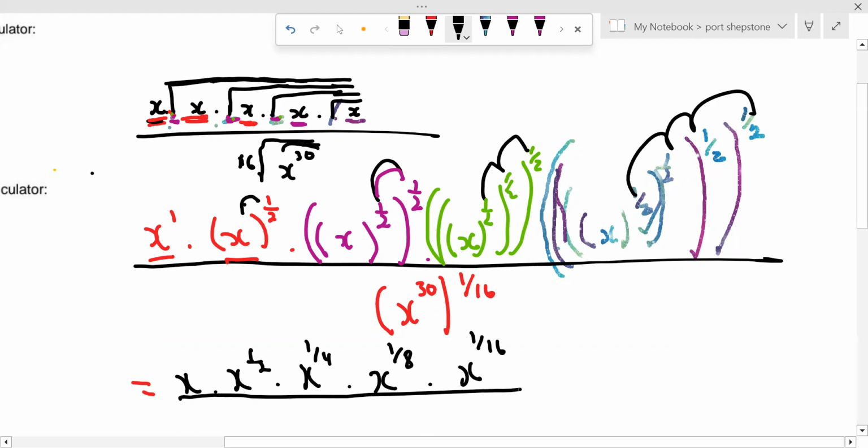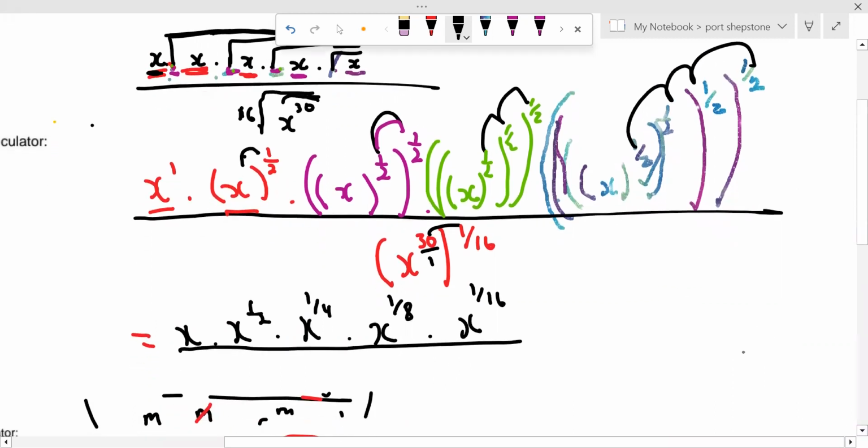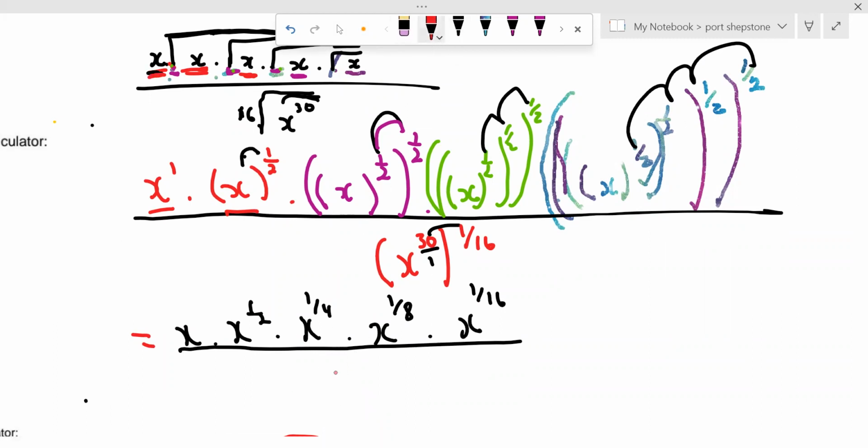All over. This one, we're raising a power to the first power. So you have 30 all over 1. If they didn't write anything, it's all over 1. So when you're multiplying fractions, it's numerator multiplied by the numerator, denominator multiplied by the denominator. And then in this case, in our denominator, we're going to have x to the power of 30 all over 16, like this.